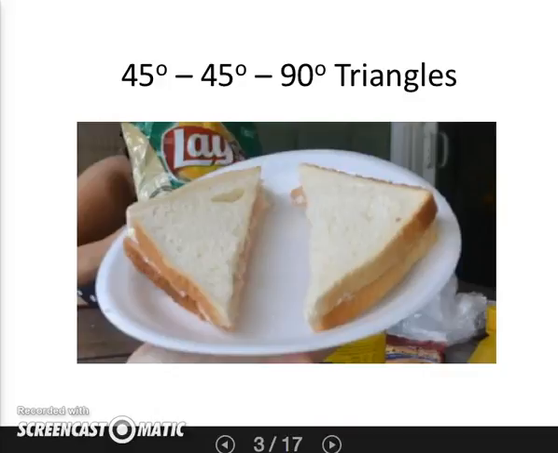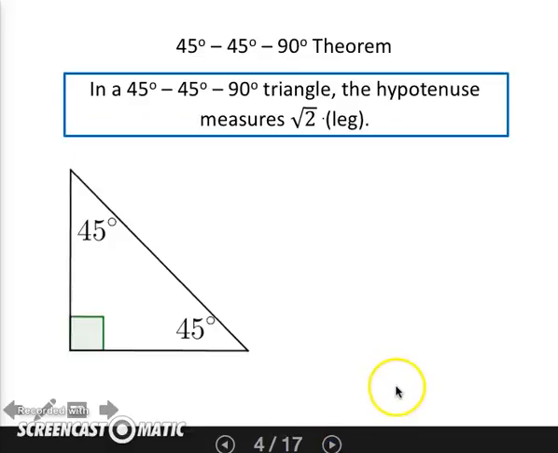For example, 45-degree, 45-degree, 90-degree triangles are just half of a square. So we have a special theorem just for those kind of triangles. If we have a right triangle with two 45-degree angles, it looks like this.